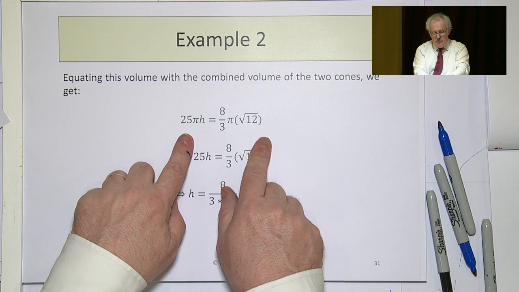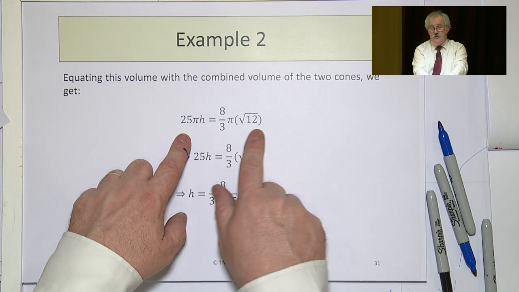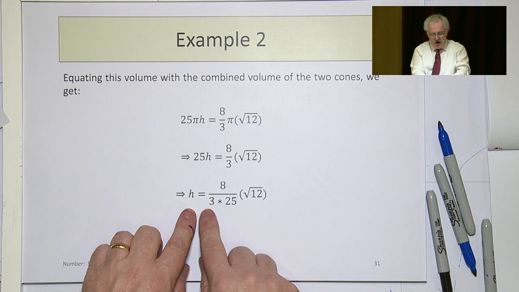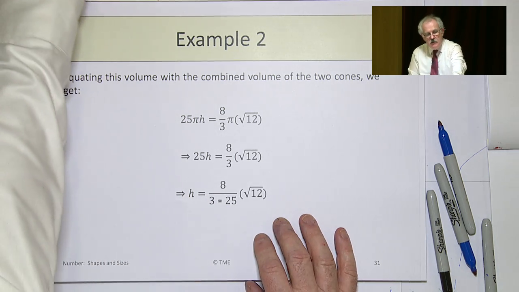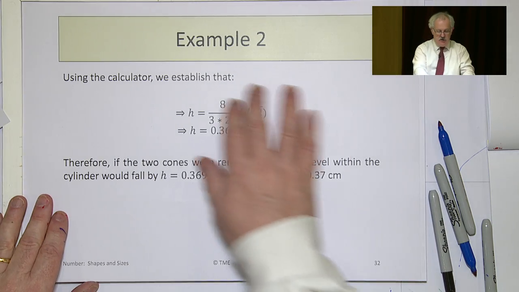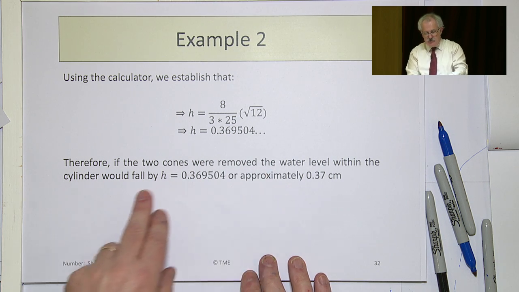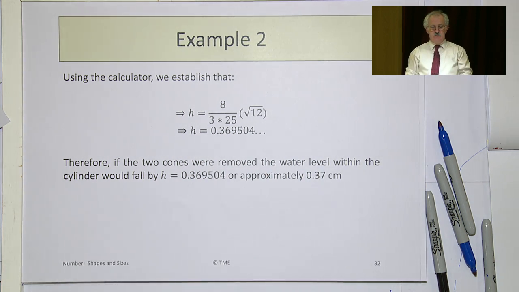So equating the volumes on both sides, the water with the cones, and simplifying it, we got the h was that. Using a calculator then, we plugged them all in, and therefore if the two cones were removed, we know how much the water would drop.